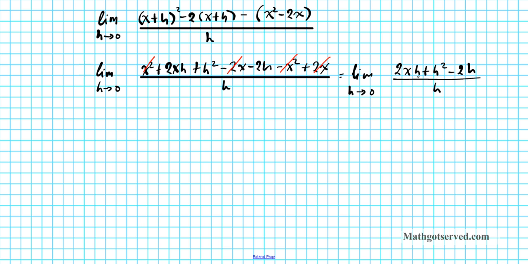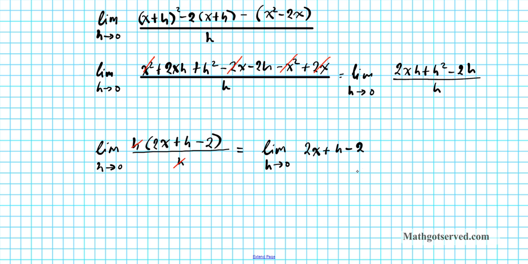Okay? Notice h is common in the numerator, so why don't we go ahead and factor that out? So we have limit as h approaches 0 of h times 2x plus h minus 2, this whole story over h. Okay? Now these two h's divide out, so we're going to be left with the limit as h approaches 0 of 2x plus h minus 2. Okay? Now to finish this off, we just use substitution here, plug in 0 for h, so we have 2x plus 0 minus 2. So f prime of x is going to become 2x minus 2.